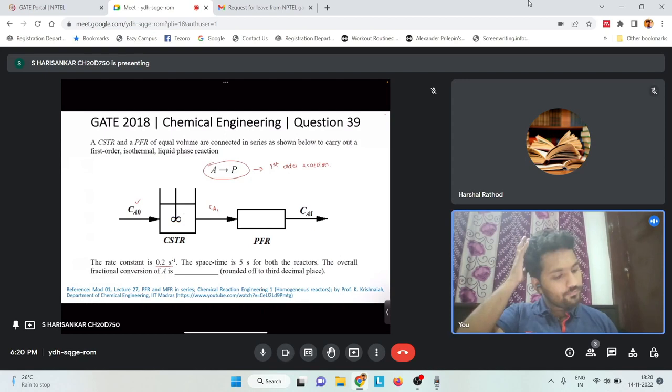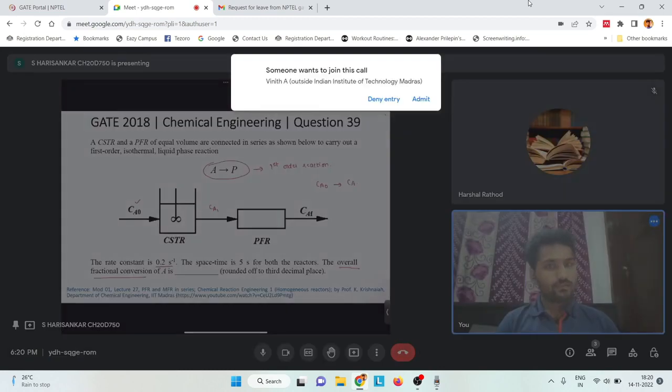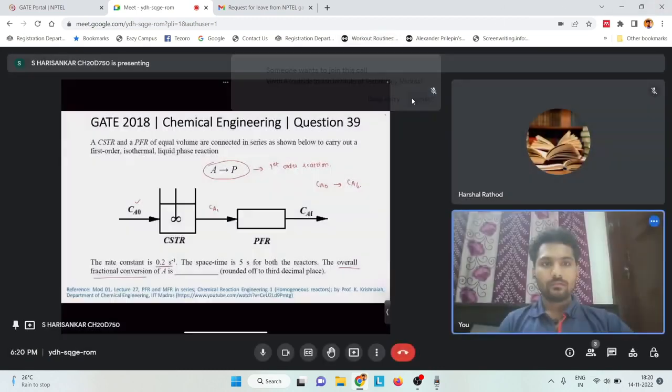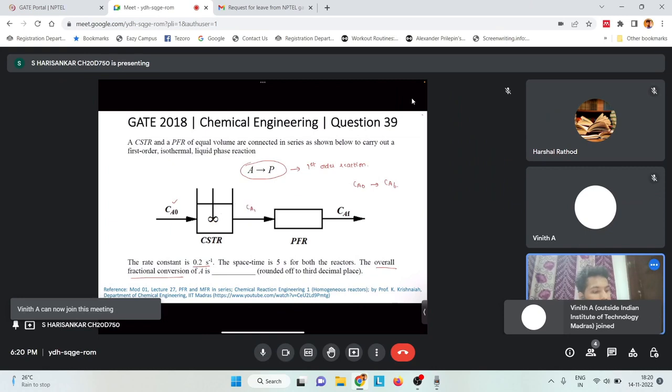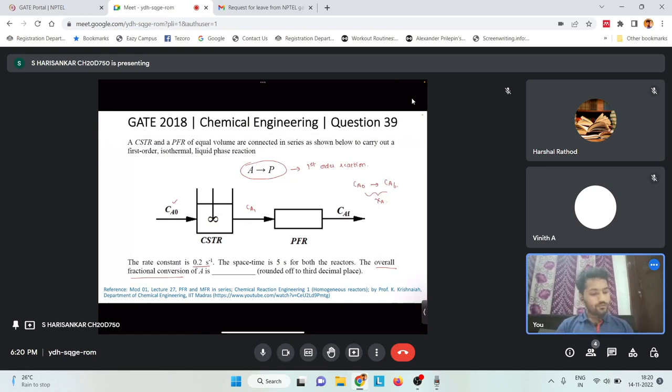So what we need to find here is the overall fractional conversion. That means the conversion from Ca0 to CAF. One more data they have given is the space time for both the reactors. For the CSTR the space time is 5 seconds, and for the PFR also the space time is 5 seconds. So using the data they have given us, we need to find the overall fractional conversion.